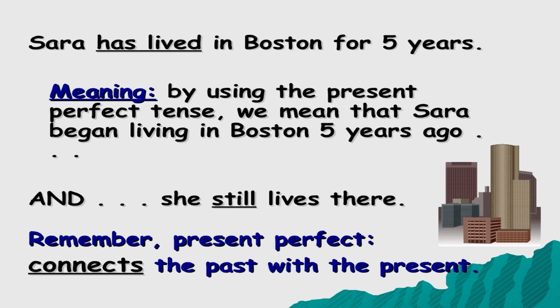Now the next one, if we talk about present perfect, the same sentence as previously discussed: Sarah has lived in Boston for 5 years. What do we mean? We mean that Sarah began living in Boston 5 years ago and she still lives there. So remember that present perfect connects the past with the present.